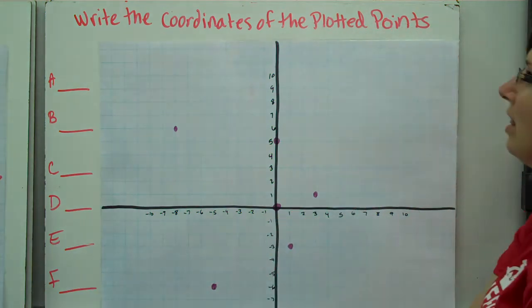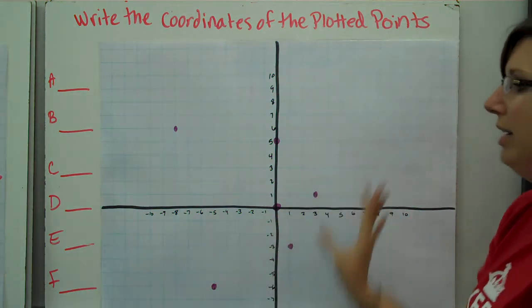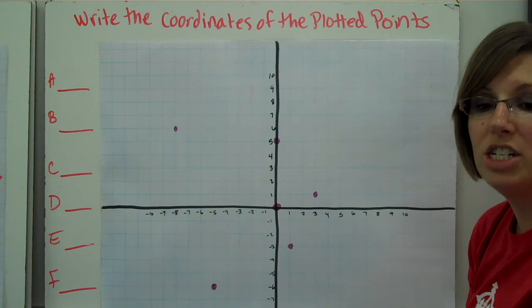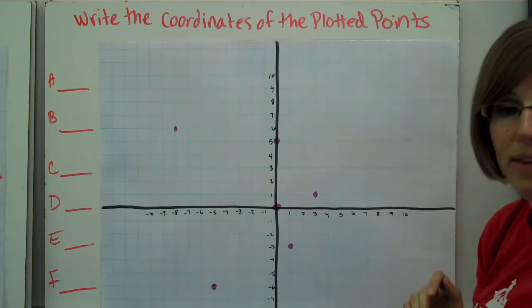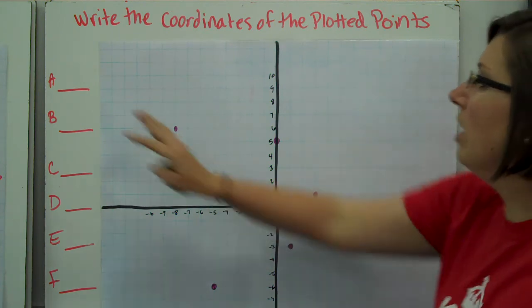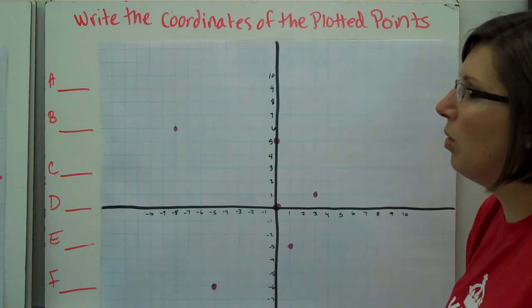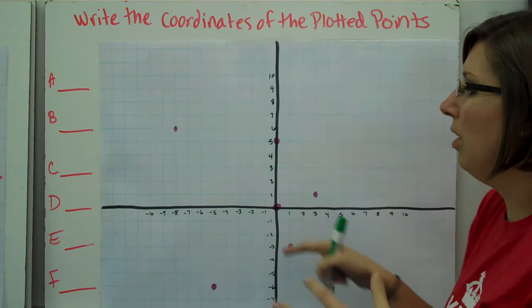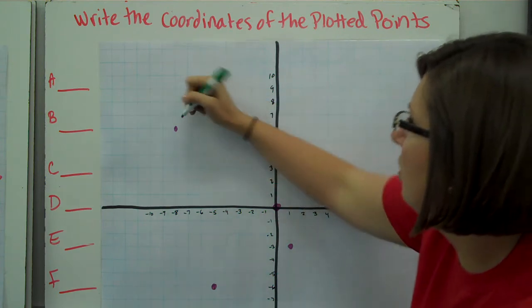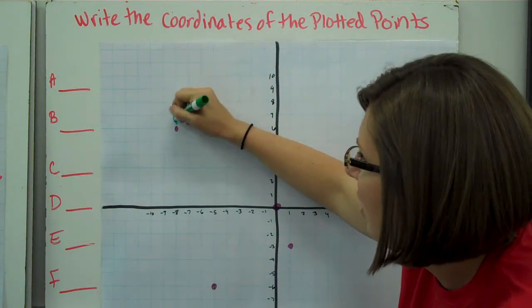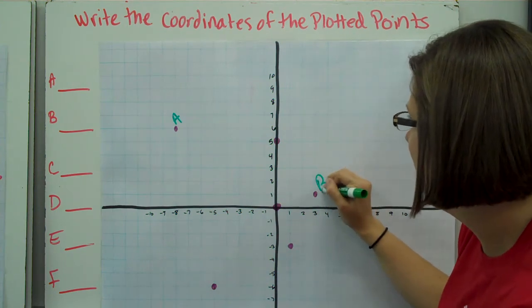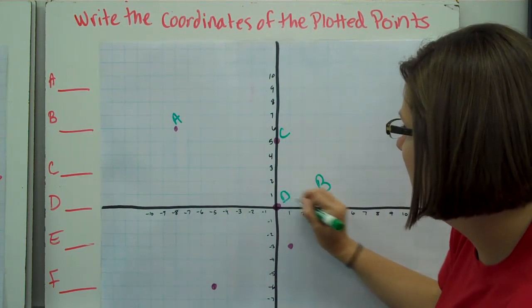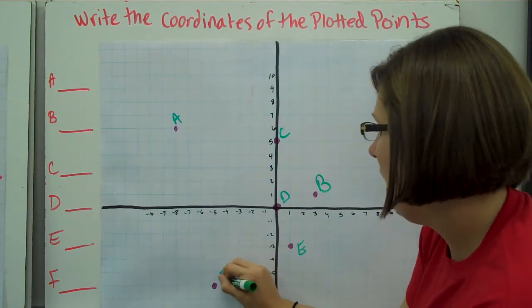Now I'm going to write the coordinates of these plotted points. So I've already got some points plotted. I just need to record what they are. So over here I've got my space where I'm going to record these locations. They're not labeled, so I'm just going to label them for you. I'm going to call them A, B, C, D, E, F.